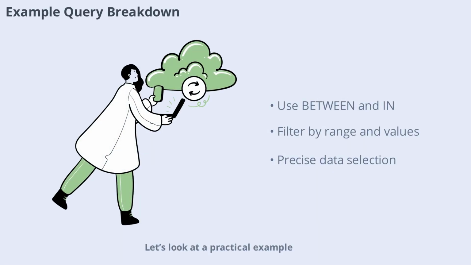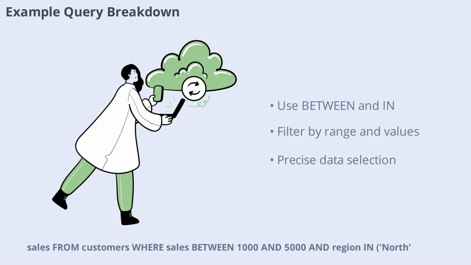Let's look at a practical example. Suppose you want to find customers whose sales are between $1,000 and $5,000 and who are located in either the North or West region. The SQL query would look like this. SELECT name, sales FROM customers WHERE sales BETWEEN $1,000 AND $5,000 AND region IN ('North', 'West'). This query combines BETWEEN and IN to filter your data precisely.